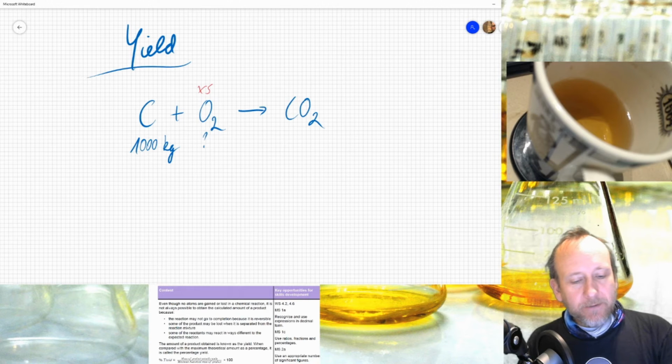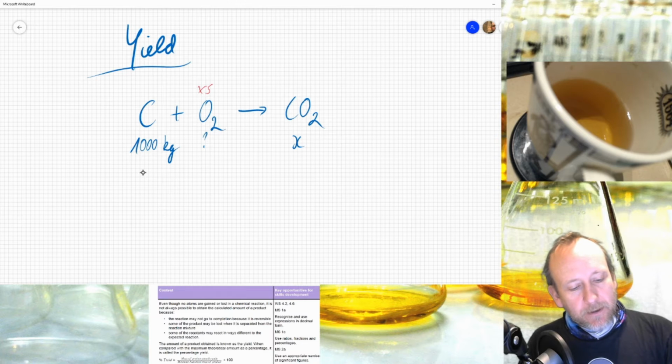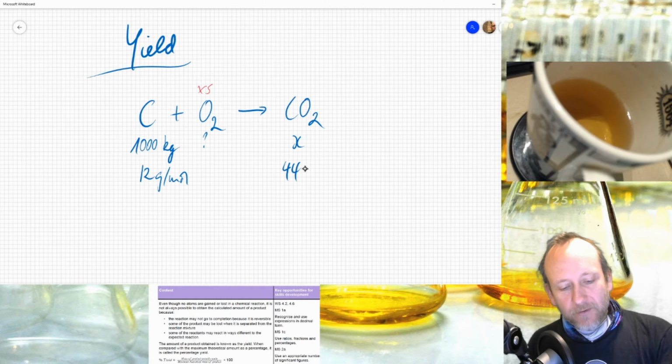We're not really bothered by that, but what we really want to know is the mass of carbon dioxide that we're producing. So the first thing that we need to do is to say, okay, carbon has a molar mass of 12, so it's 12 grams per mole. And then carbon dioxide has a molar mass of 44.